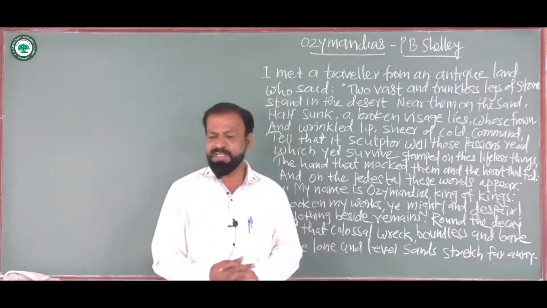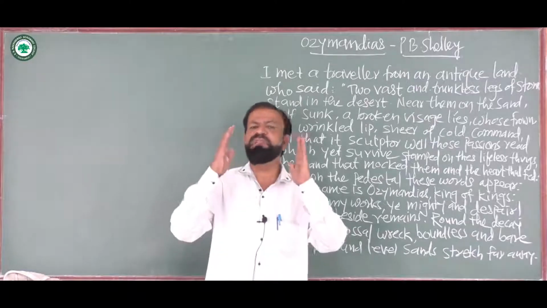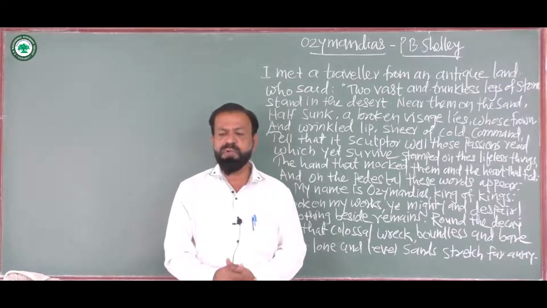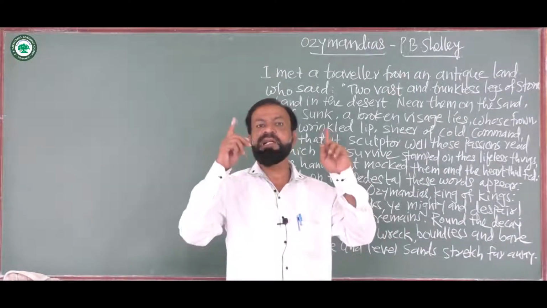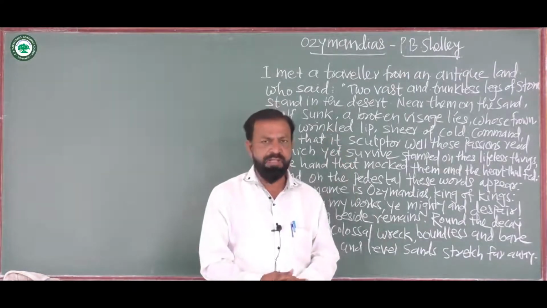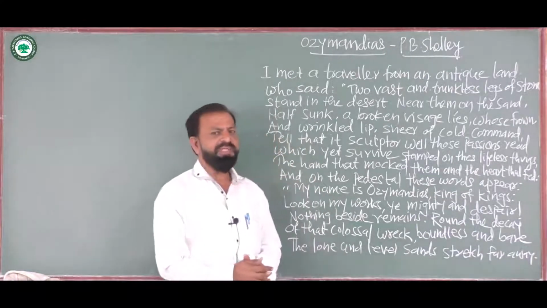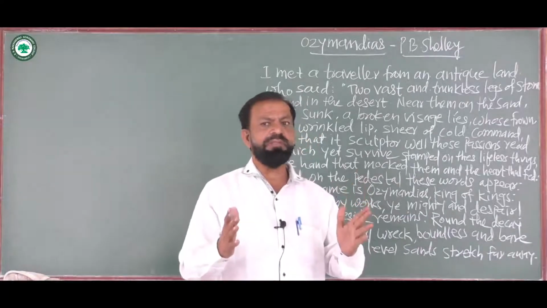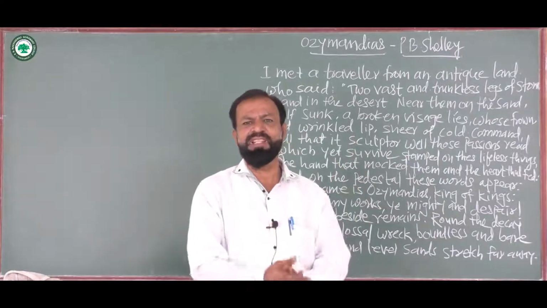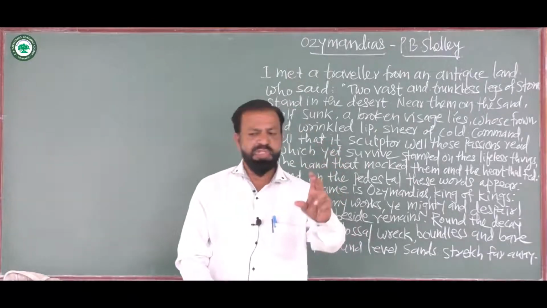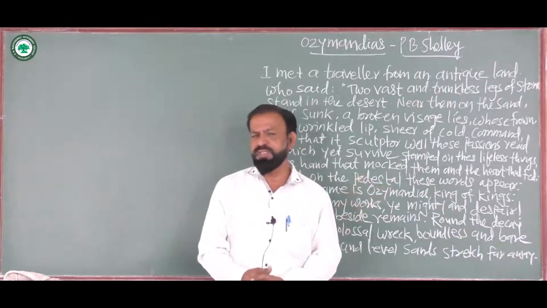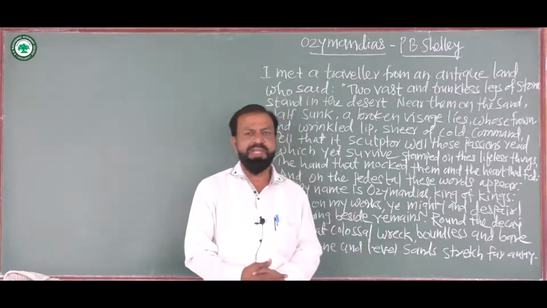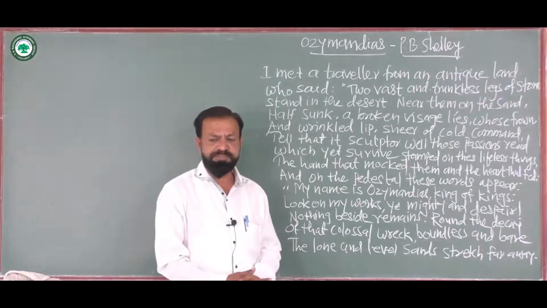Now, P.B. Shelley is a 19th century poet who was born on 4th of August 1792 and passed away on 8th of July 1822. It means he got only 28 to 29 years of life, and within this short span of life, he has given us a number of good poems for English literature.